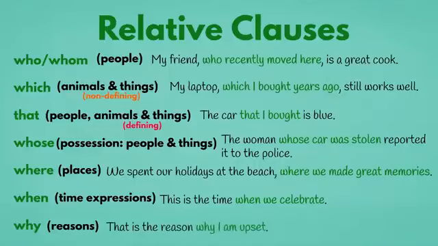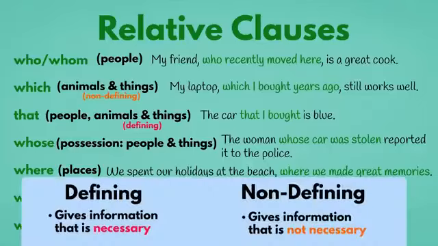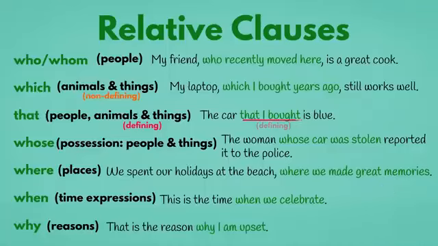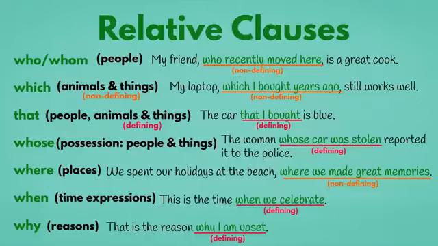See if you can work out which of the relative clauses in these examples are defining and which are non-defining. Remember that defining provides information that is necessary to identify the noun. Non-defining provides extra information that is not necessary. Pause here while you work them out. These relative clauses are defining, and these relative clauses are non-defining.